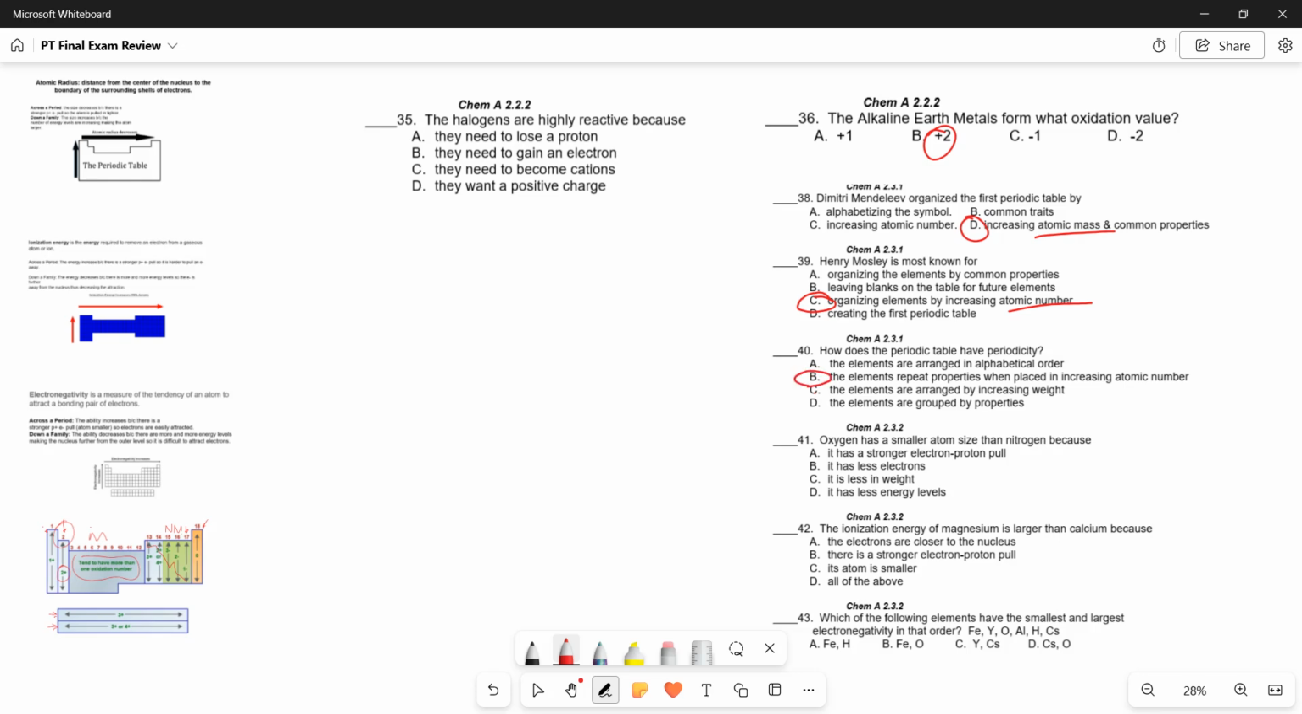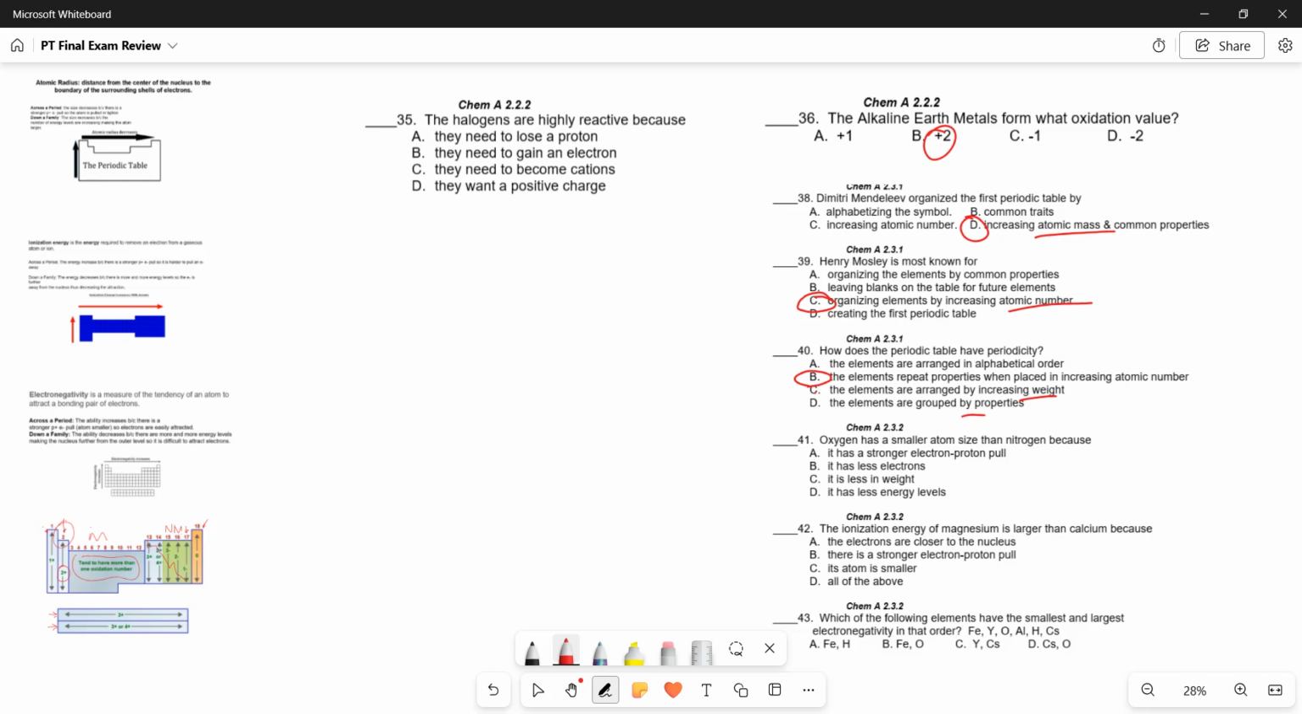Yes, B, they do repeat themselves. And they're not by increasing weight. There are some that are not in that way. And they're not grouped by properties. It just so happens their properties do repeat. So B is the answer there.